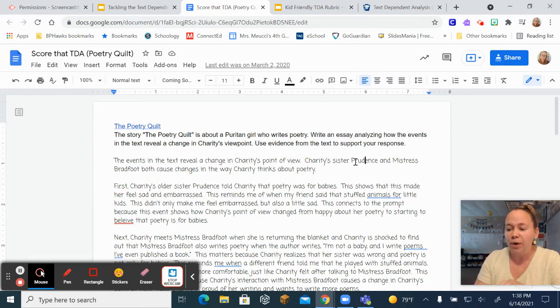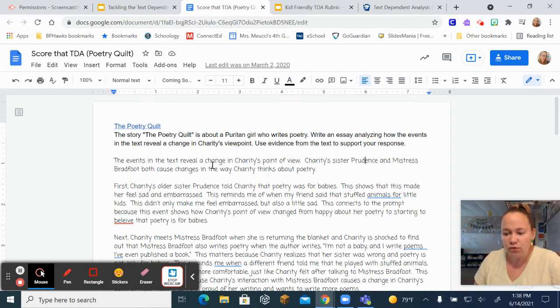So figuring out, we always say, write an essay analyzing, it always says that, how the events in the text, so events, reveal a change in Charity's viewpoint. So character's point of view are the 2 skills here. Use evidence from the text to support your response. So the way we teach them to write this is the first paragraph is really restating the prompt and answering the question. You can see here I restated the prompt.